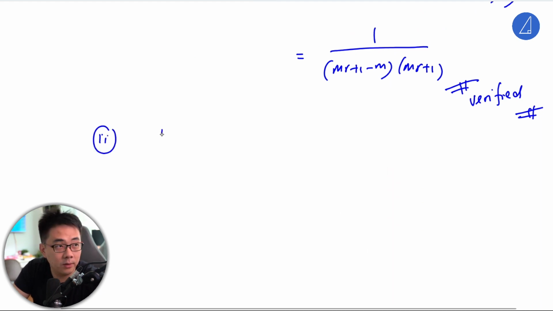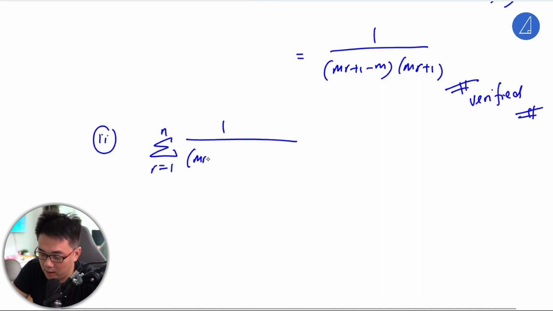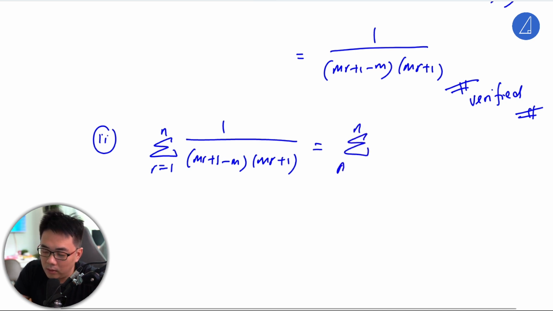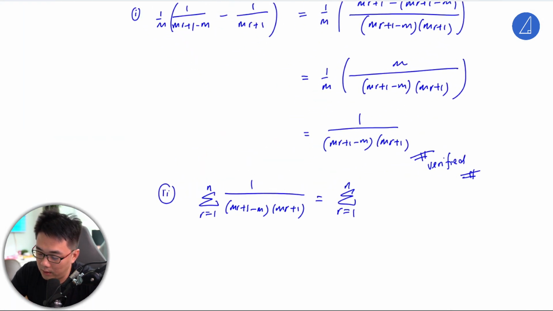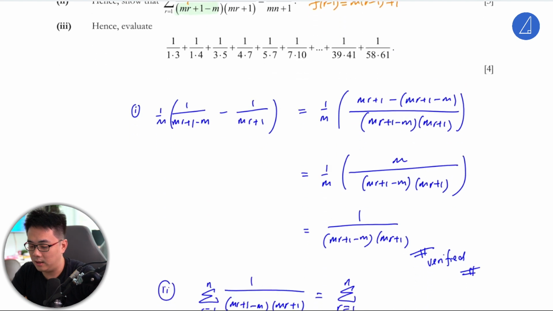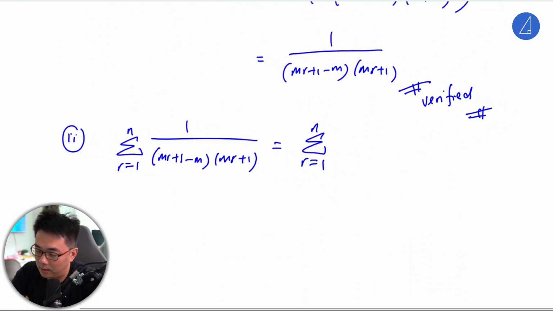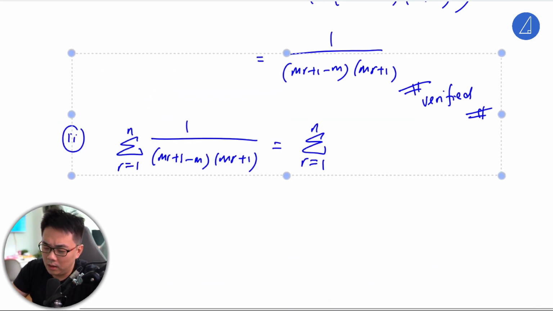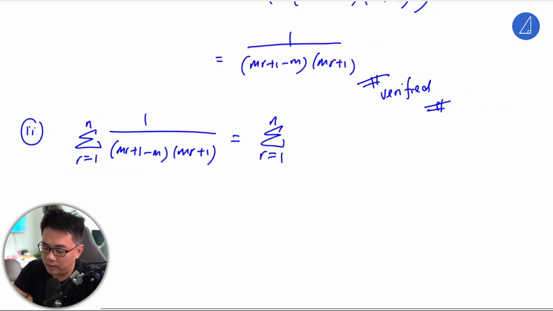show, so summation r equals to 1 to n of 1 over (m(r-1) + 1)(mr + 1). So for summation, it is very standard. You typically only have 3 ways to solve it: AP, GP, or method of difference, right? So that's all in your syllabus. So in this case here, we're gonna use this guy here because these are basically just the neighboring terms. Okay, they are neighboring terms.